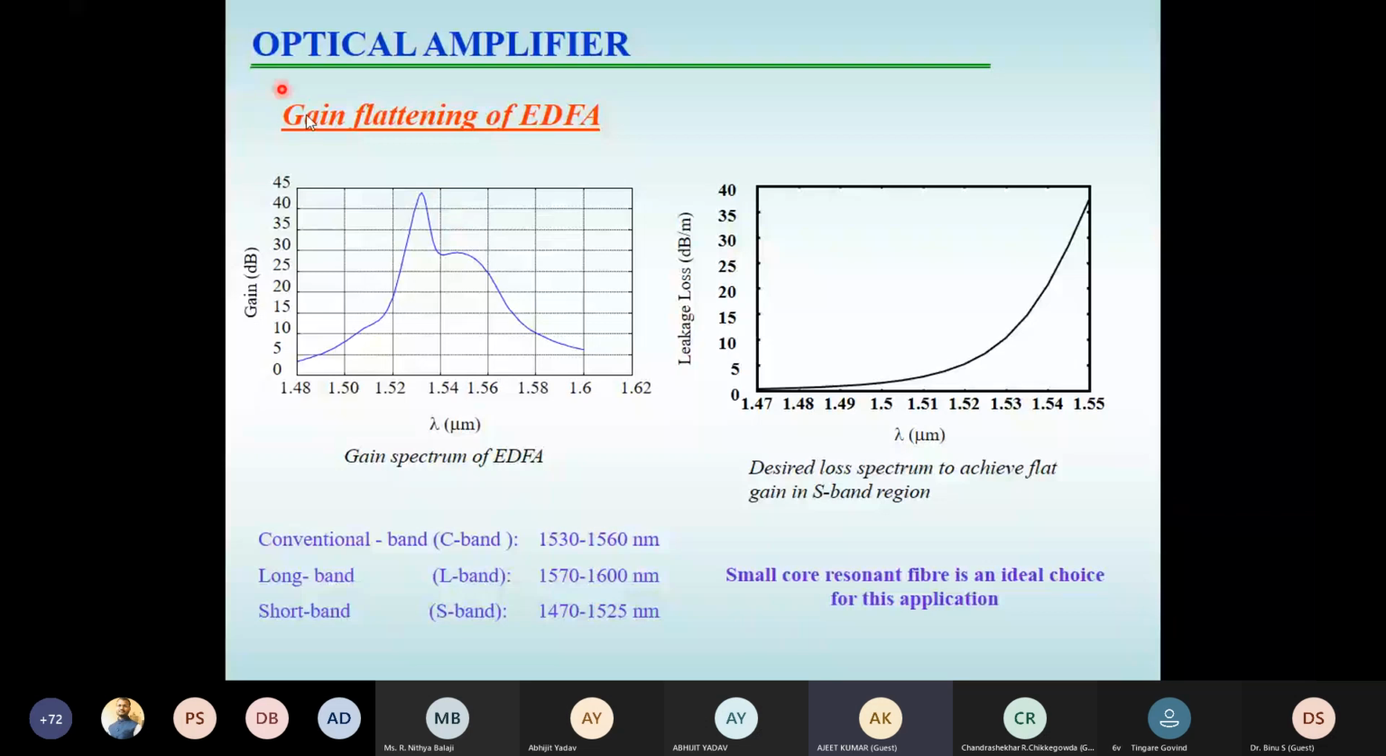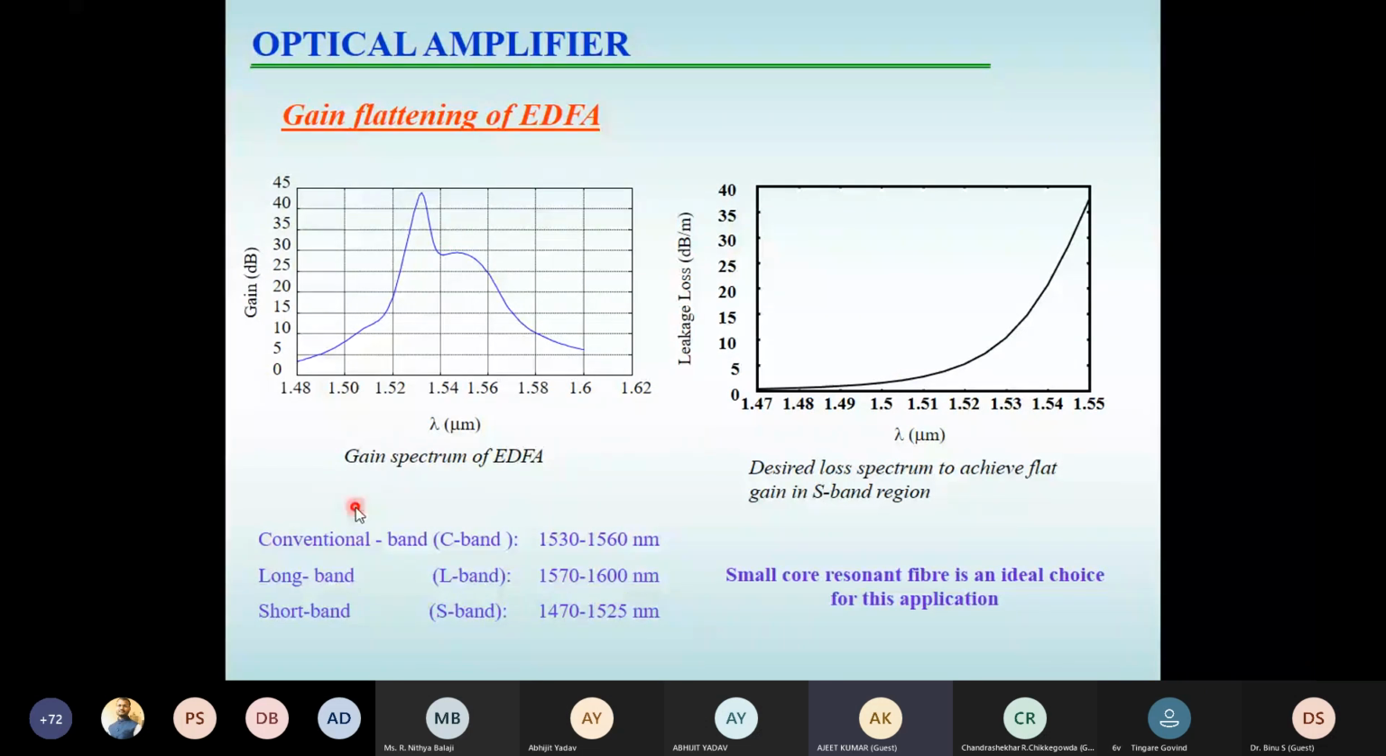You can classify this into different signal bands. We are talking about only the S-band signal, and in the S-band you can see the gain is something like this. So if you can come up with a fiber which gives you a loss profile having the same shape, then it will give you the flattened gain.